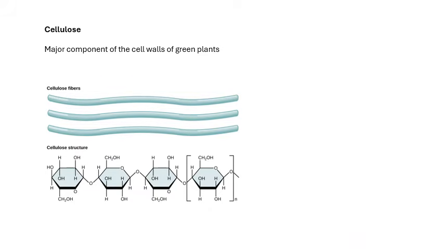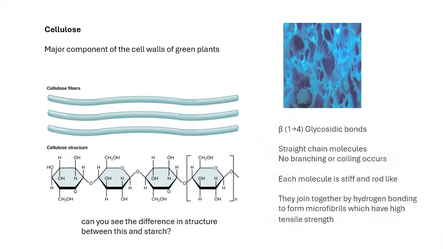Cellulose. Now, cellulose, again, is just lots and lots of glucose joined together. But if you look at the diagram, can you see a difference between the starch and the glucose? Okay, so can you see a difference in the structure? Yeah, and it's basically beta 1 to 4 glycosidic bonds. So they're joined together with glycosidic bonds, but in a different way. They are straight chain molecules. There's no branching, there's no coiling. They are long, straight molecules, and each molecule is stiff and rod-like.